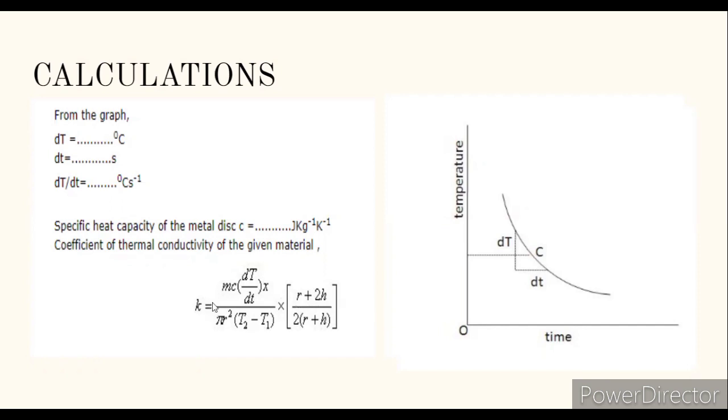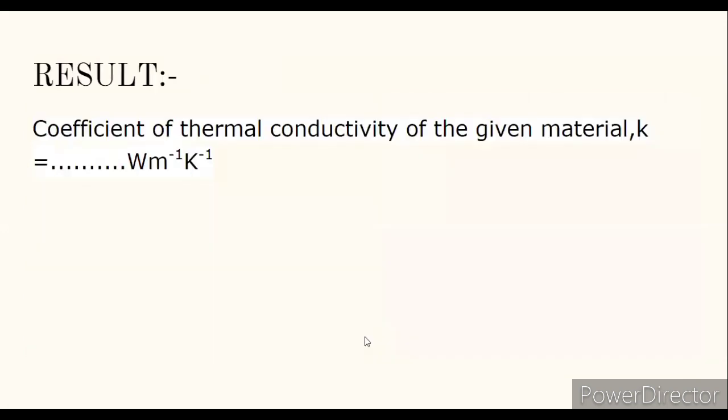From all the values of M, C, the slope, X, T2, T1, the radius of the Lee disk and height, we obtain our K. And that is how the experiment is performed.